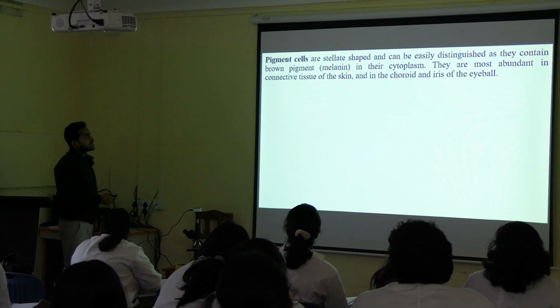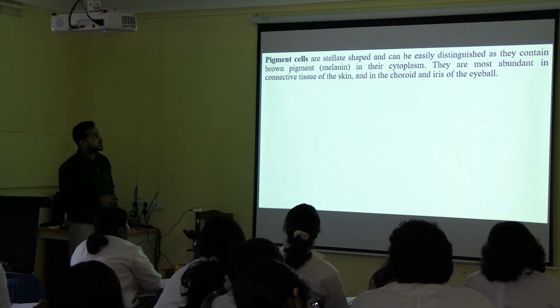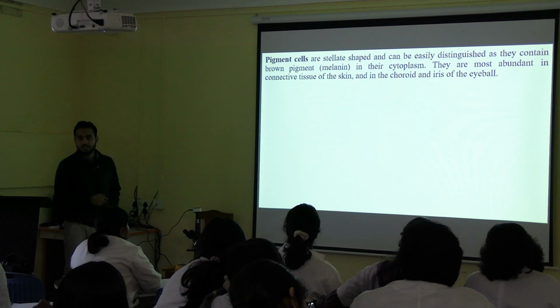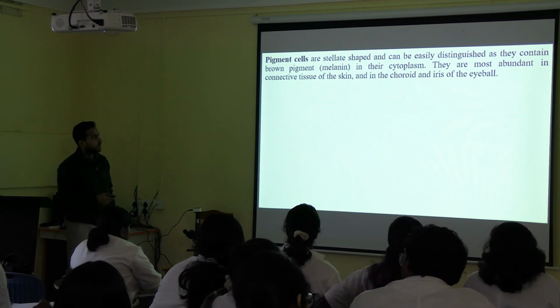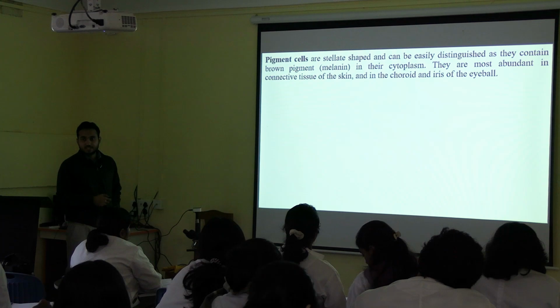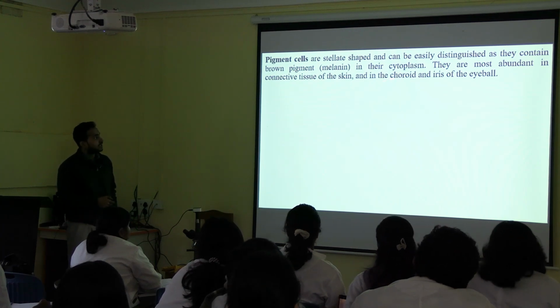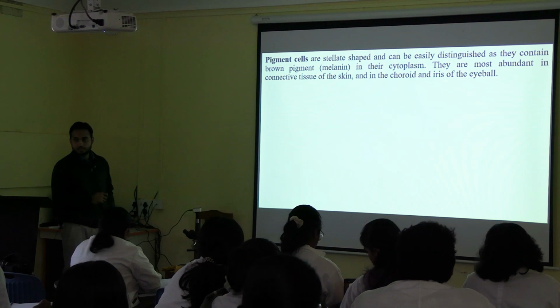And lastly, the pigment cells. These are stellate shaped and can be easily distinguished as they have a brown pigment called melanin in their cytoplasm. Most abundantly they are present in the connective tissue of the skin, choroid, iris and eyeball.